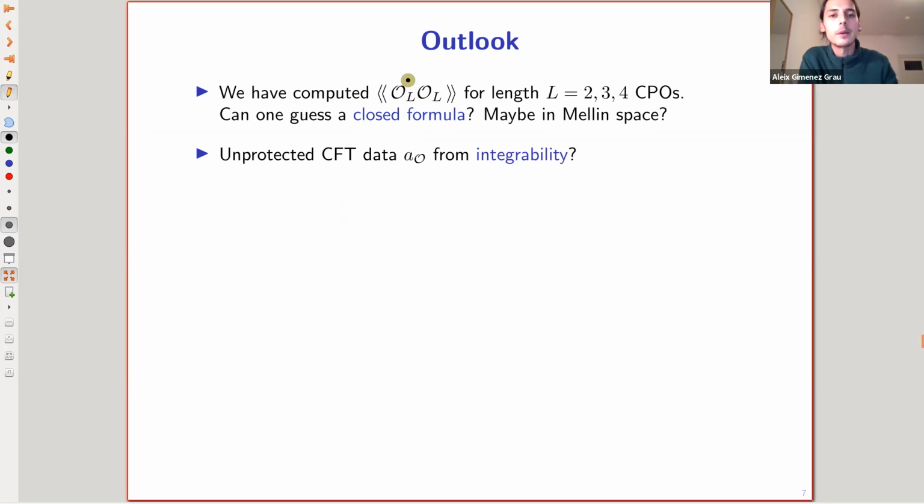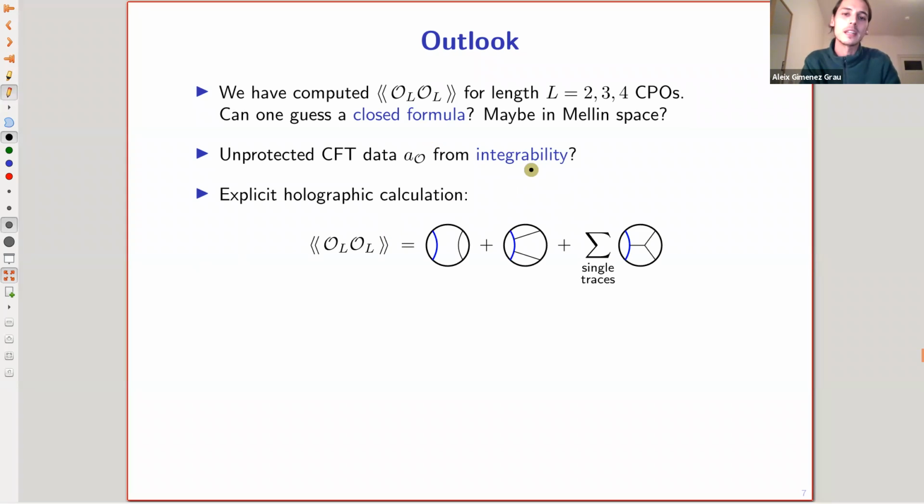Another idea is that our correlator captures an infinite amount of unprotected CFT data. So maybe it would be interesting to see if some of these, for instance 1-point functions in the bulk, could also be obtained from integrability. They are known at strong coupling from our result, and they are also known at weak coupling from some perturbative calculations. So it would be nice to see if there's some description from integrability.